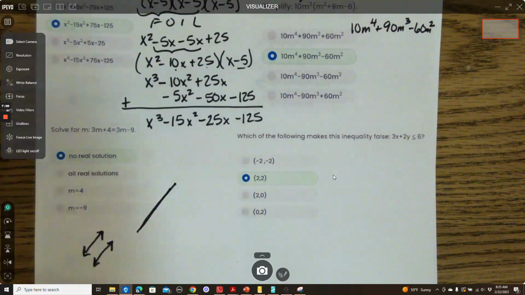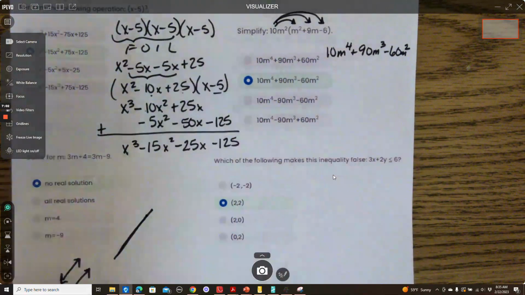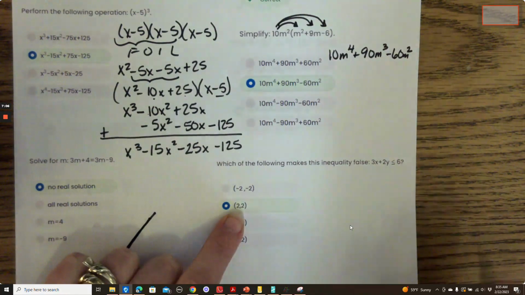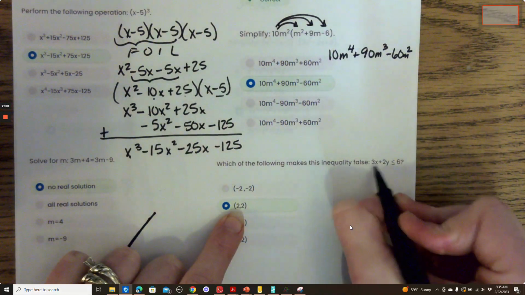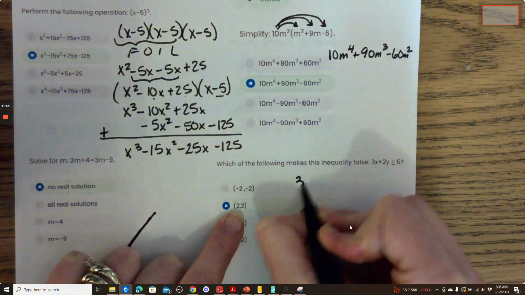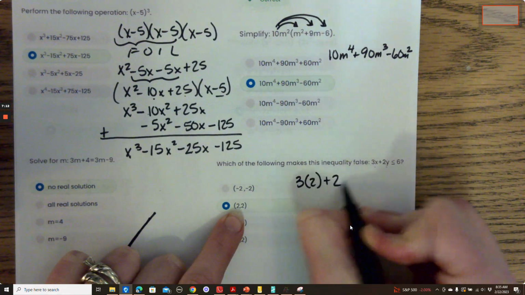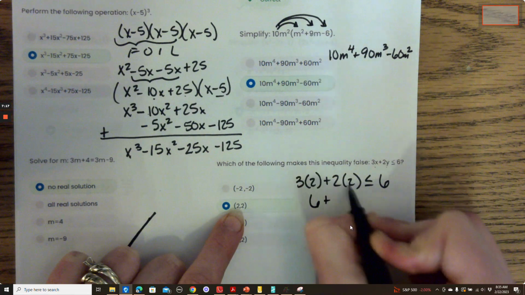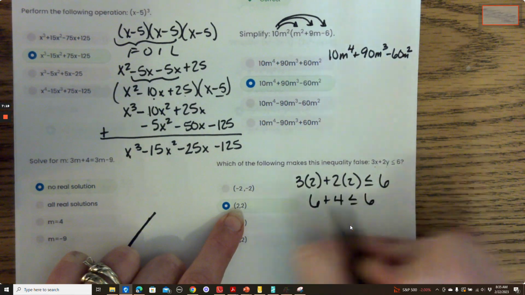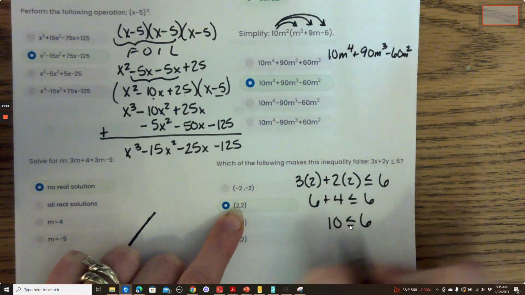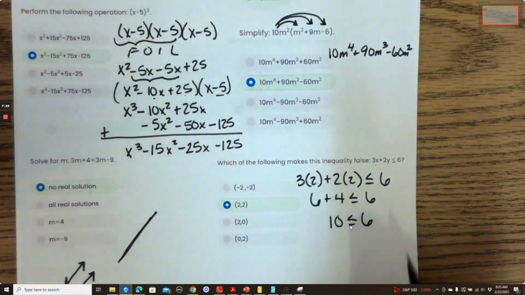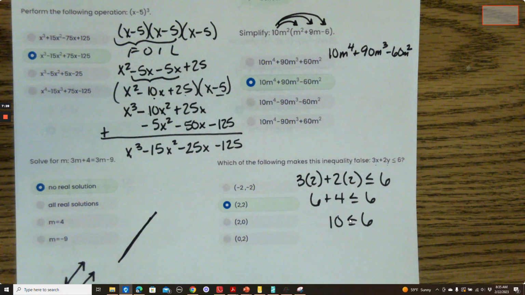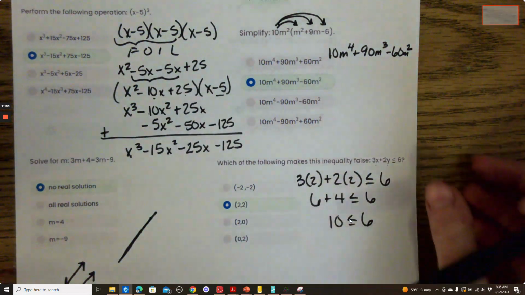Which of the following makes this inequality false? So this one you can guess and check with. So just to show you what happens here, if I plug a 2 in for the x and a 2 in for the y, and I solve this. 3 times 2 is 6. 2 times 2 is 4. 6 plus 4 is 10. So this inequality now says 10 is less than or equal to 6. That is false. And so that's kind of what that's talking about, the easiest way you can guess and check with those.